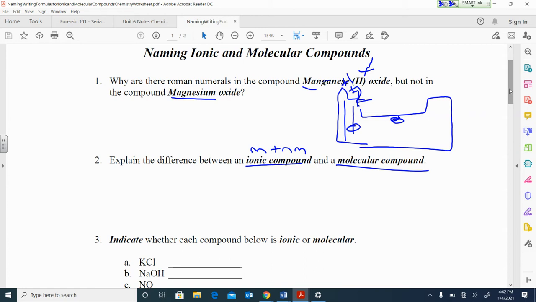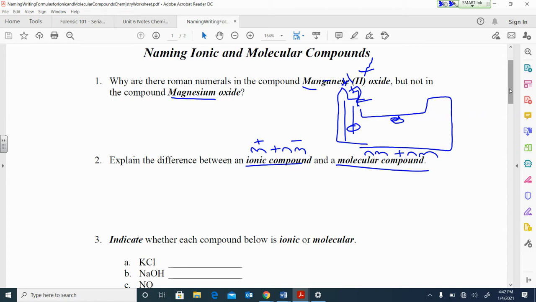But it is always something that makes a positive charge and something that makes a negative charge, because that's how they are bonded together: their positive-negative attraction. A molecular compound is something that bonds through sharing electrons. So there is no giving and taking electrons. There is no charge. It's just sharing electrons back and forth, and it's usually between a non-metal and a non-metal.